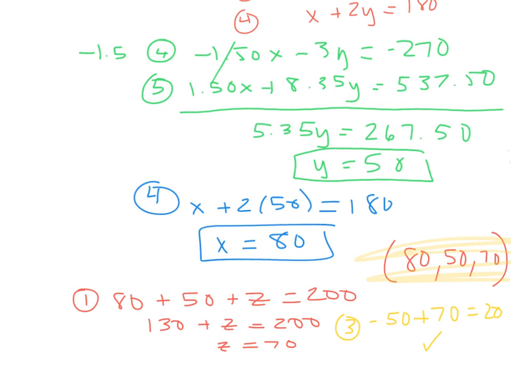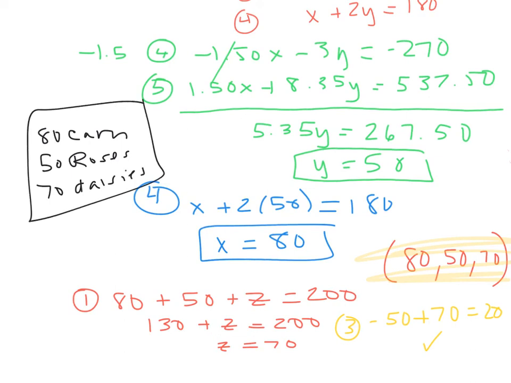Now, since it's a story problem, you're going to need to put the wording with it. So if we put the wording with it, we're going to have 80 carnations, 50 roses, and 70 daisies. And that would be my answer.